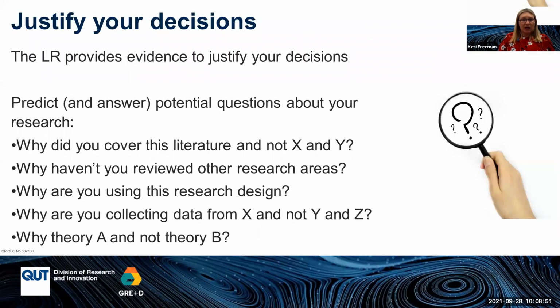So the other thing about your lit review that's really important is that that's where you're providing a lot of the evidence to justify your research design. And it's something that your examiners and anyone on a panel, if you're doing confirmation, or for your final seminar, any of your documents or milestones, that's what they're looking at in regard to your literature review. They want to know, why did you cover those streams of literature and why not something else?